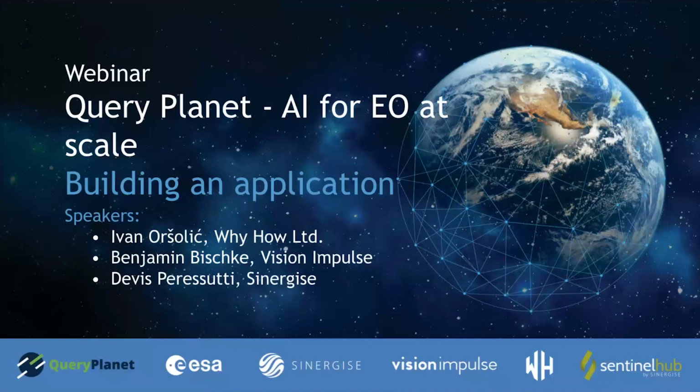We will have Ivan from How company. He will show you the nuts and bolts of their super resolution algorithm for Sentinel-2 time series. Benjamin from Vision Impulse will demonstrate how to build pan-European forest and tree species maps using Sentinel-2 imagery. And finally, Devis from Sinergise will present how to implement efficient object detection using multi-scale satellite imagery. So without further ado, let's start with Ivan's presentation.